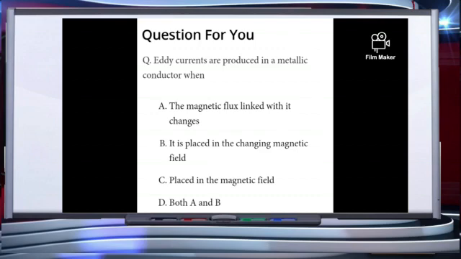Now one question is for you. Eddy currents are produced in a metallic conductor when: the options are, A, the magnetic flux linked with it changes, B, it is placed in a changing magnetic field, C, it is placed in the magnetic field, D, both A and B. So I hope you all understand.